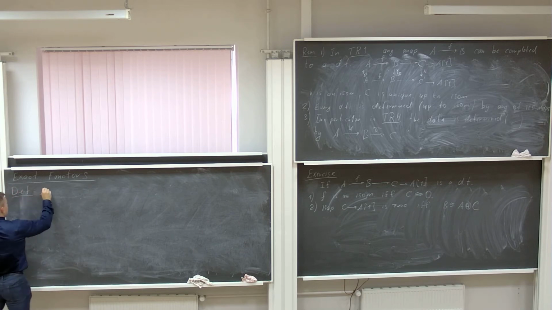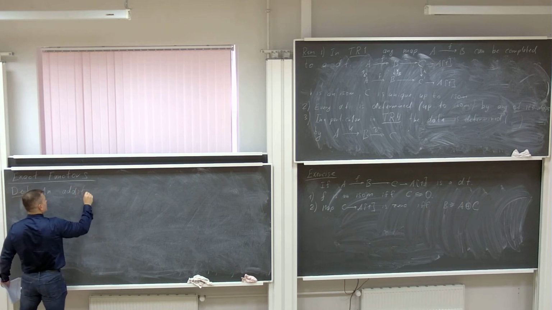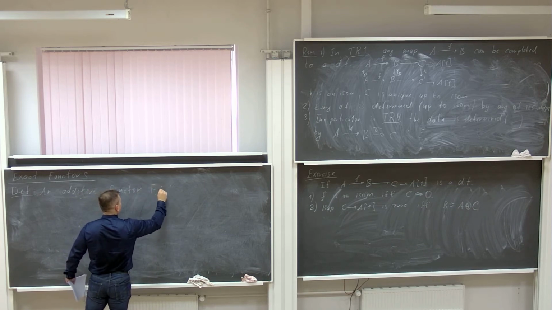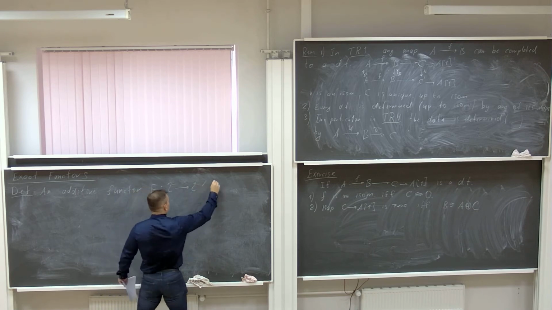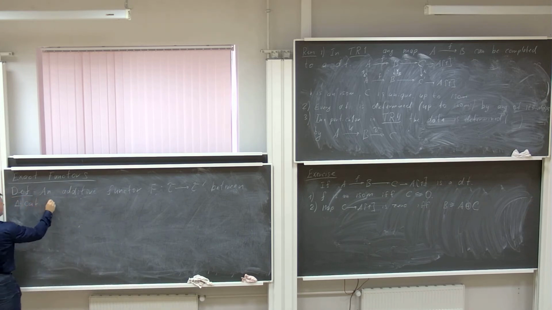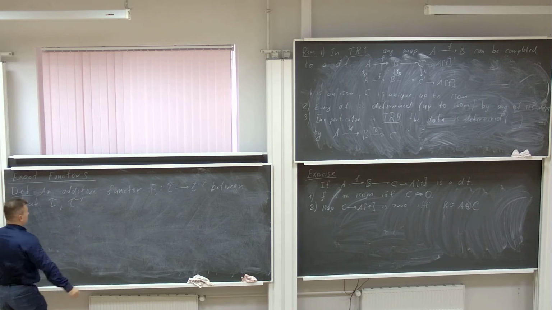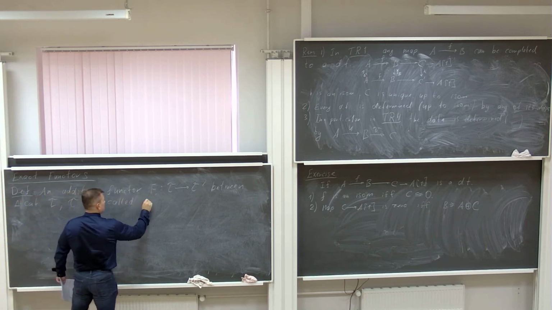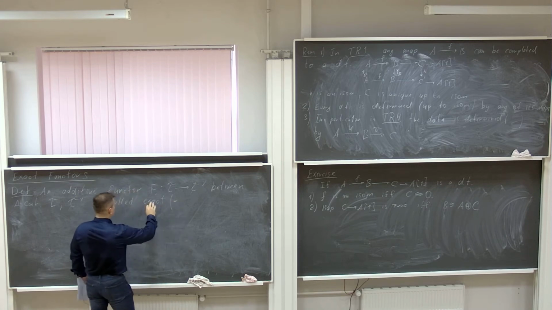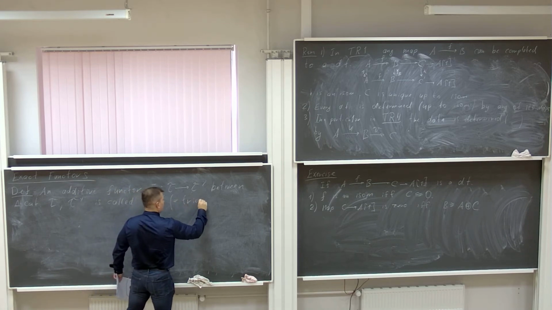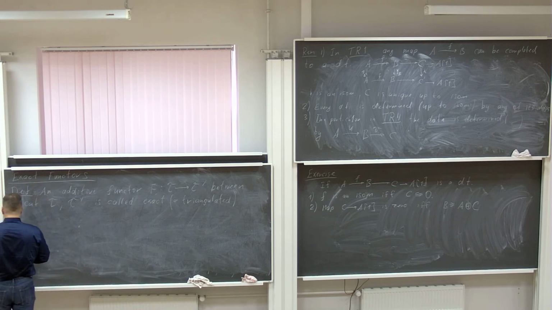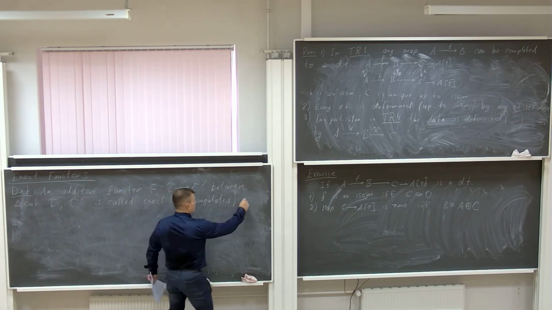Definition. An additive functor, let's call this F, between two triangulated categories C and C prime is called exact, or sometimes, as a complete synonym, people say not exact but triangulated. It's called exact if we have the following two conditions.